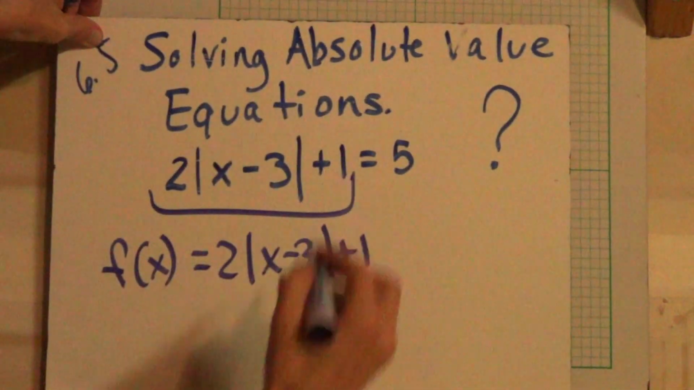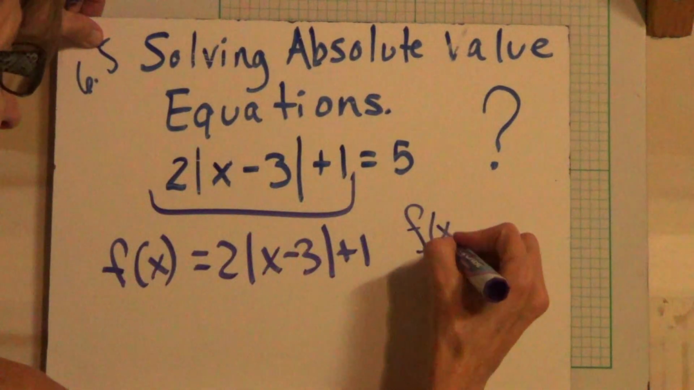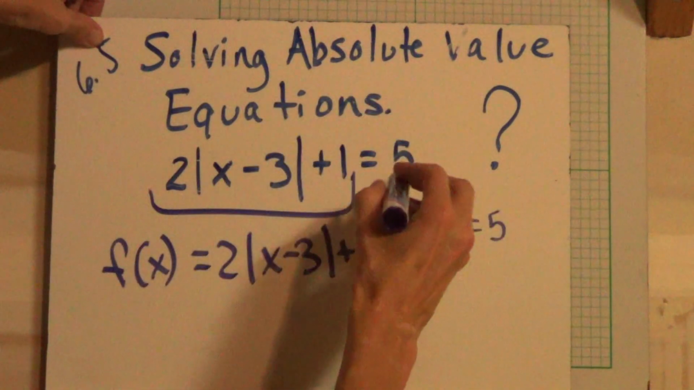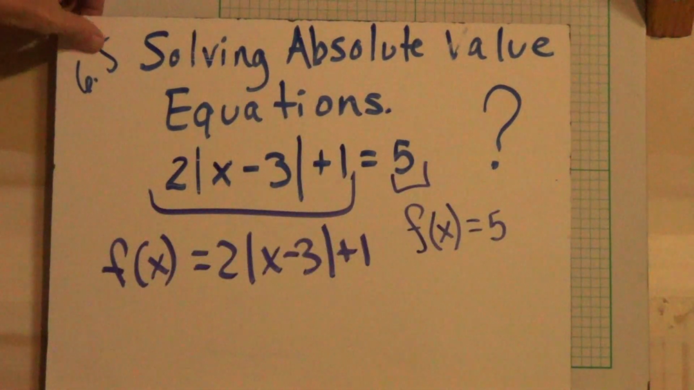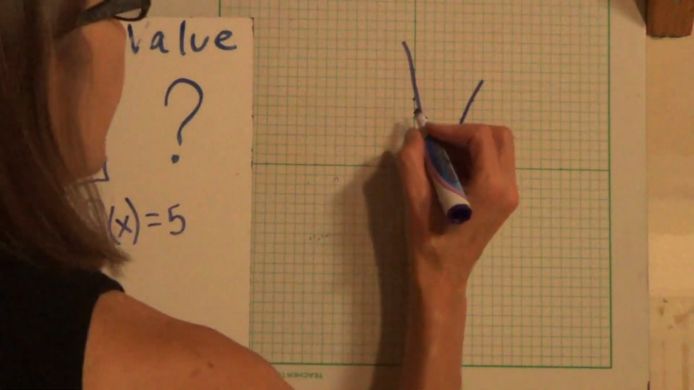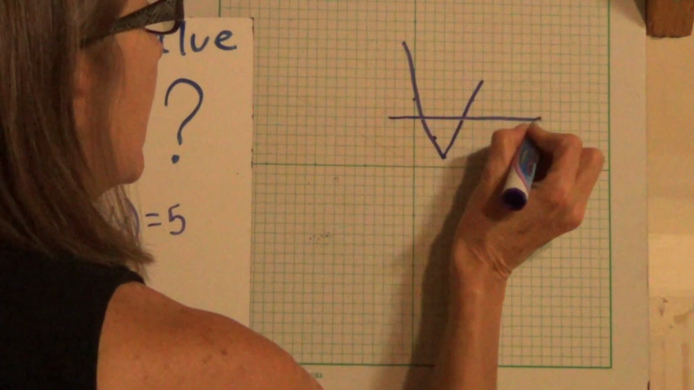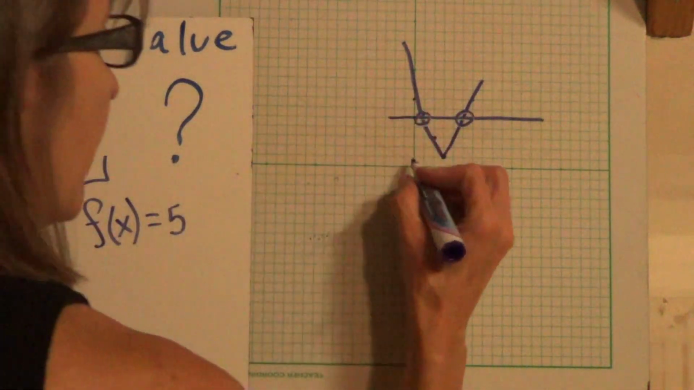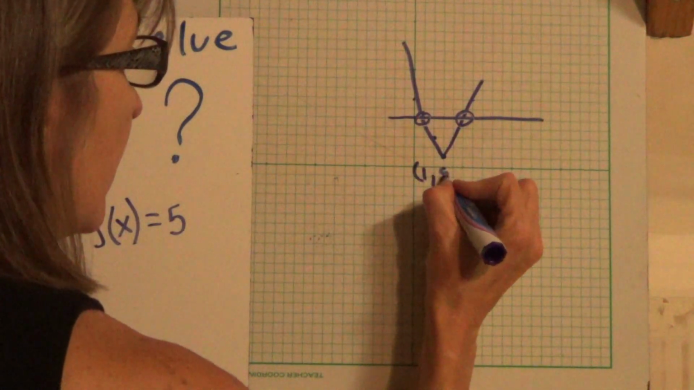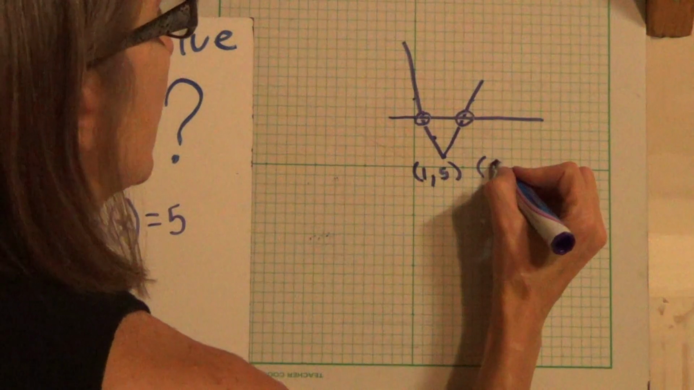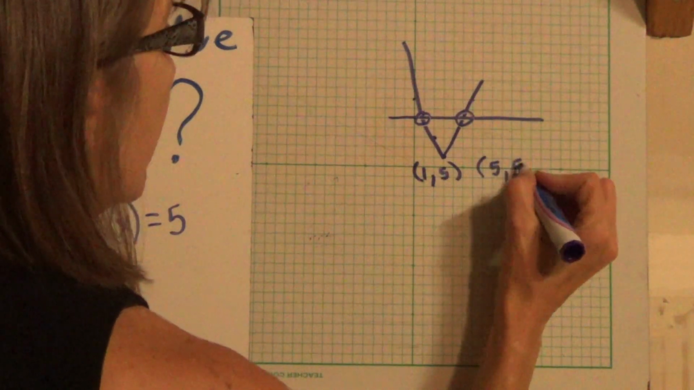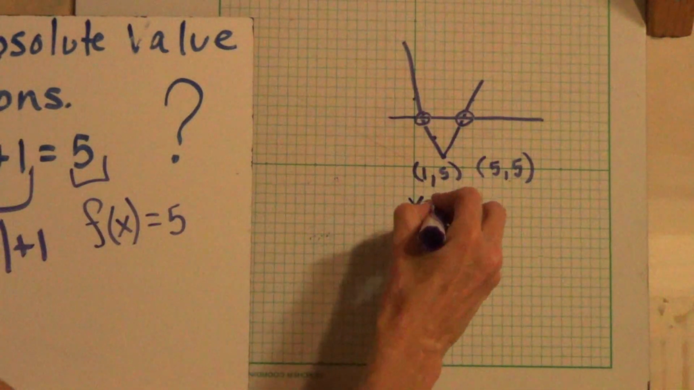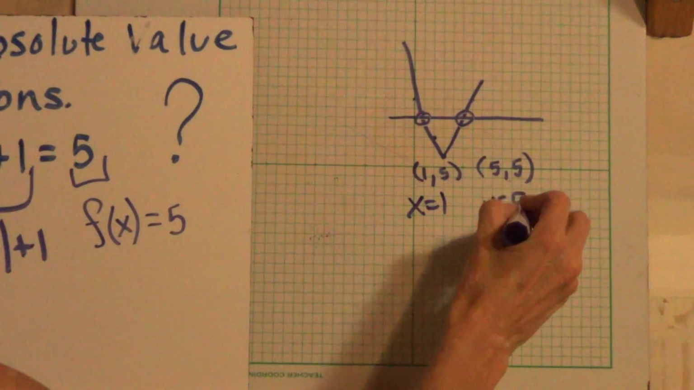Now on your y2, you could graph f of x equals 5. Hope that makes sense because it's just a straight line. It's just this side of the equation. So at 5, just a straight line. And you can see you have two solutions. Okay? We have (1, 5), and we have (5, 5). So x equaling 1 is one solution, and x equaling 5 is the other solution.